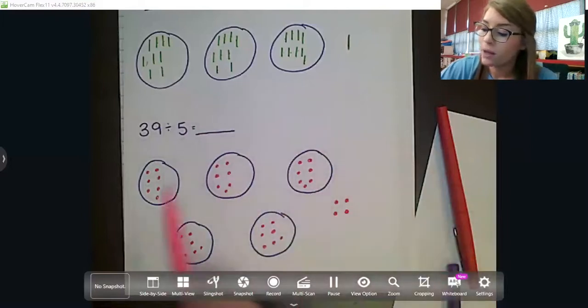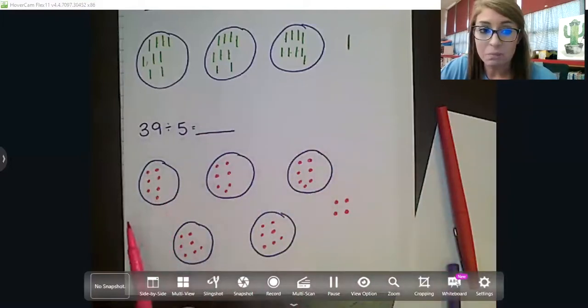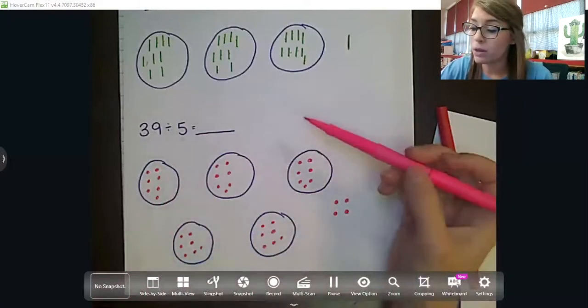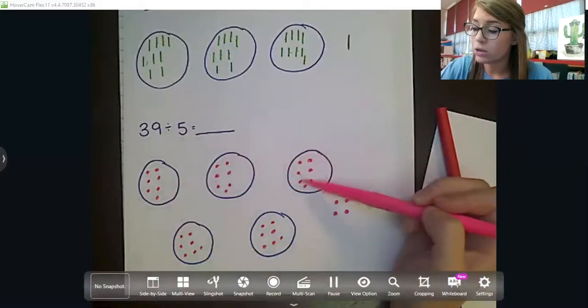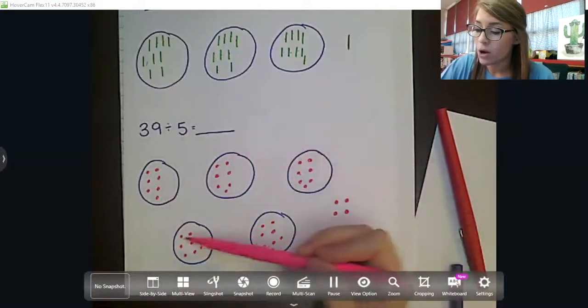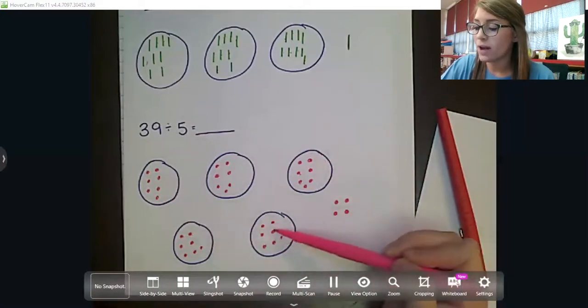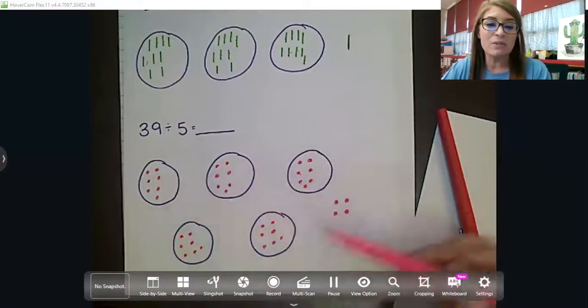So let's count. 1, 2, 3, 4, 5, 6, 7. Okay, so there should be 7 in all of these, but let's just double check really quickly. 1, 2, 3, 4, 5, 6, 7 in each one. So we do have 7 in each of these 5 circles.